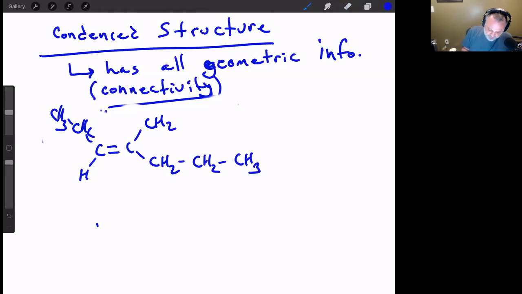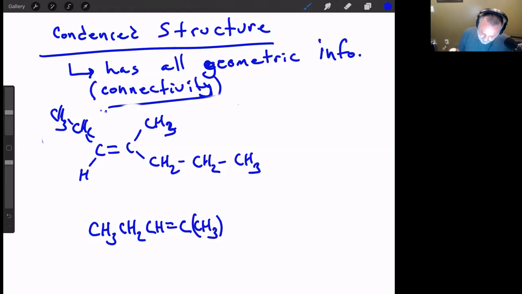So then what do you have here? You have a CH3 connected to a CH2 connected to a CH double bond C, CH3, oops, and all of that is connected to a CH2 CH2 CH3.